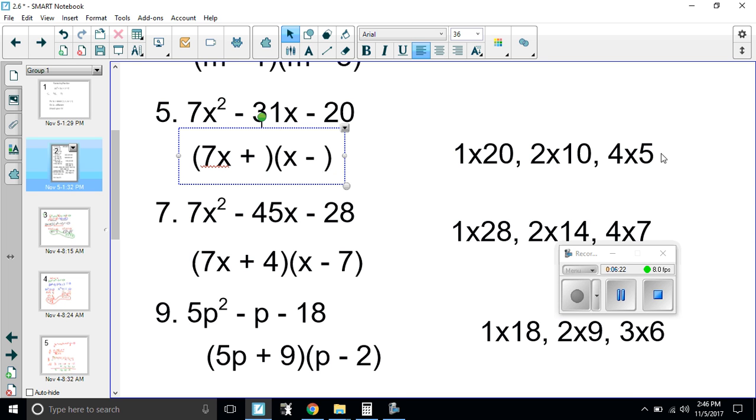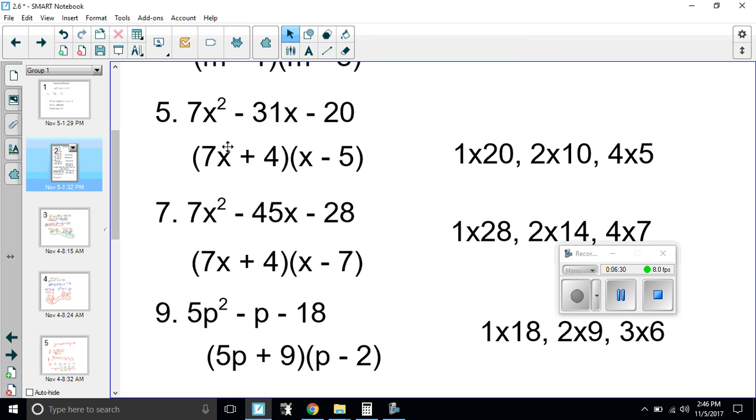So I'm assuming it's 4 and 5, and I know that 7 times 5 is negative 35, and negative 35 plus 4 is negative 31. So when we check our OI, 7x times negative 5 is negative 35. 4 times x is 4x. Negative 35x plus 4x is negative 31x, which checks out.